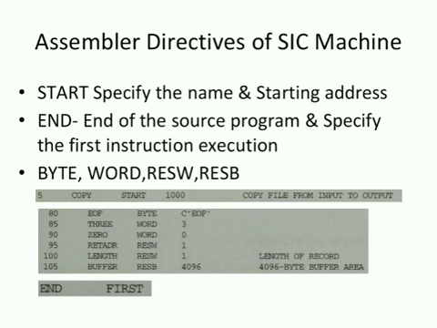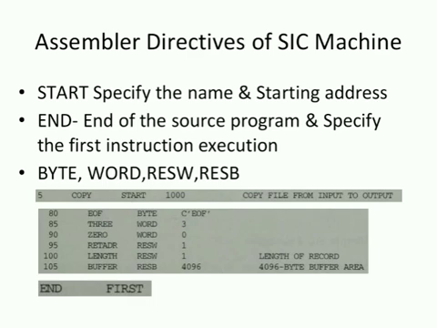Next we will be seeing what the assembler directives of the SIC machine are. START is one of the assembler directives, and it can be used in your program, as you can see in the code snippet I showed in the slide. START is used to specify the name of the program and the starting address of that program. So it says the name of the program is COPY and the starting address is 1000. One more example of an assembler directive is END.